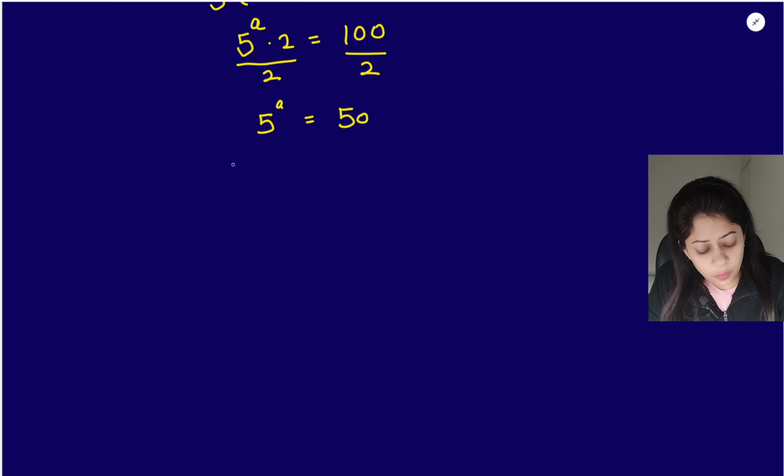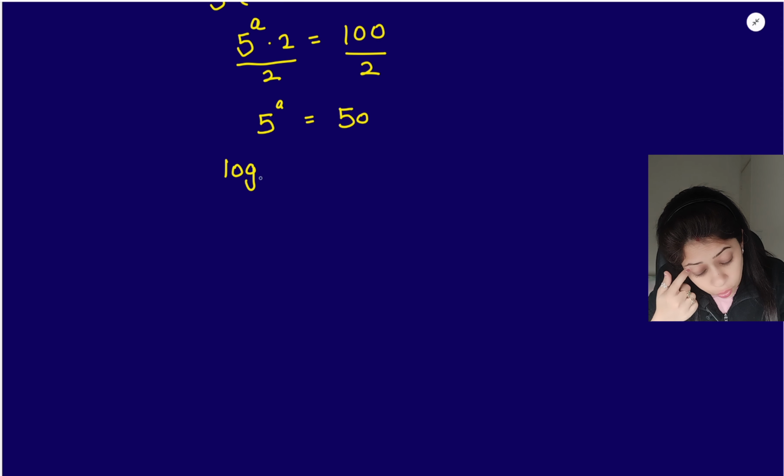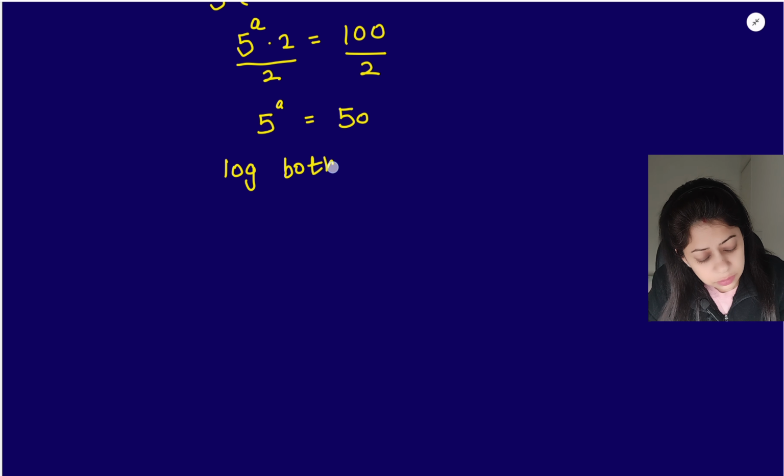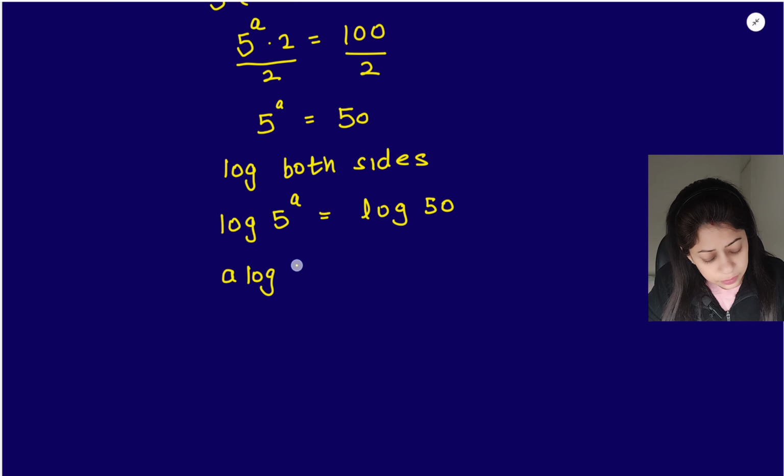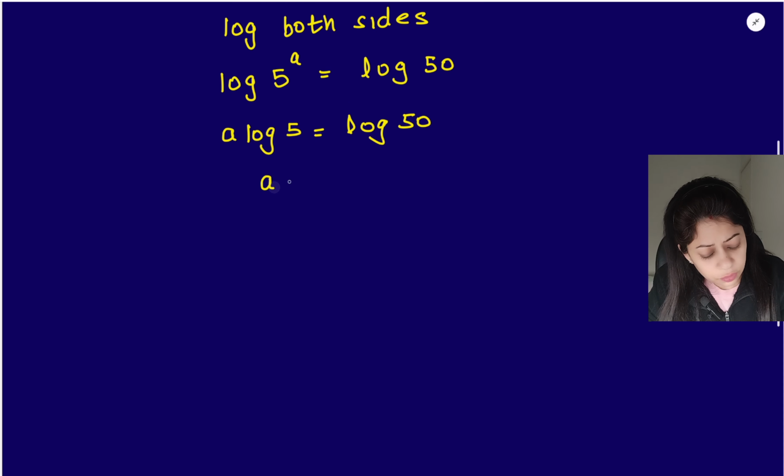Now whenever we have a in power or x in power, what do we do? We take log both sides. Taking log both sides, then what do we get? We get log 5 raised to power a is equal to log 50. Okay, and this can be written as a log 5 is equal to log 50, right? And this can be written as a is equal to log 50 by log 5.